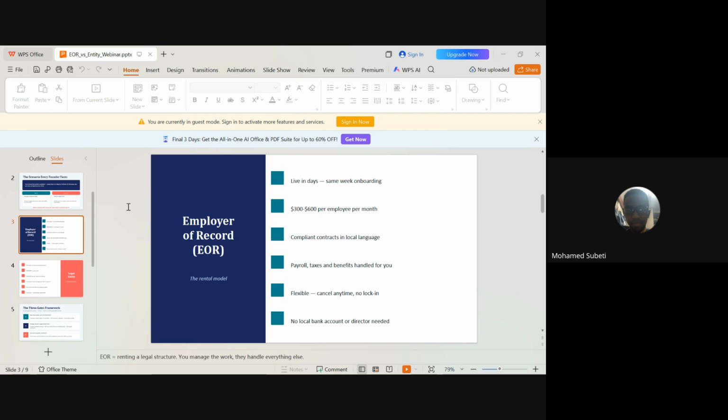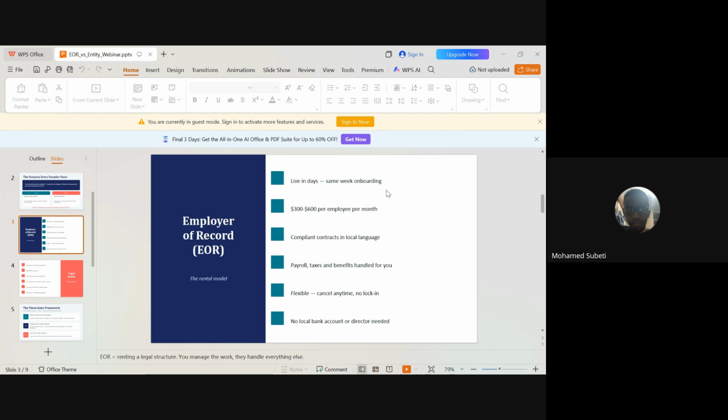An employer of record is a third-party company that legally employs your worker on your behalf in a country where you have no entity. You manage the work. They handle the legal employment, the payroll, the taxes, the benefits, and the compliance. The worker is on their payroll, not yours, but they show up every day and do your work. Think of it like renting a legal structure. Fast to set up, sometimes within a week, with no upfront investment. You pay a monthly fee per employee, typically somewhere between $300 and $600 per person, depending on the country and provider.